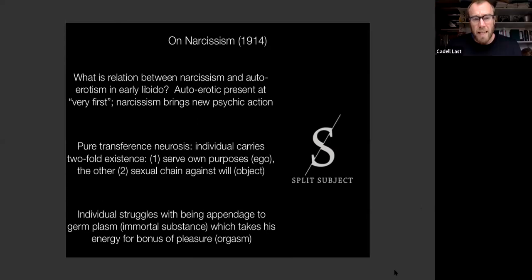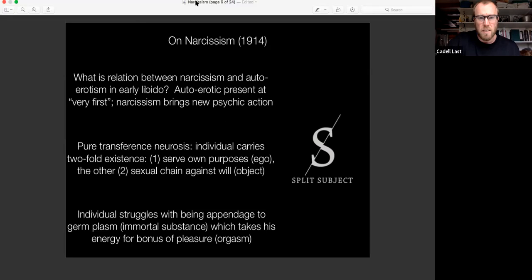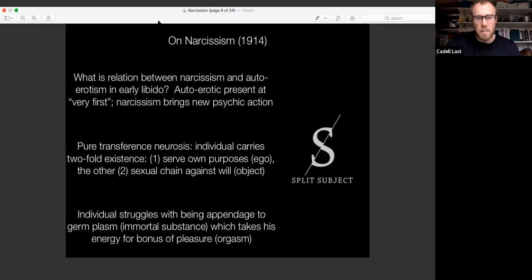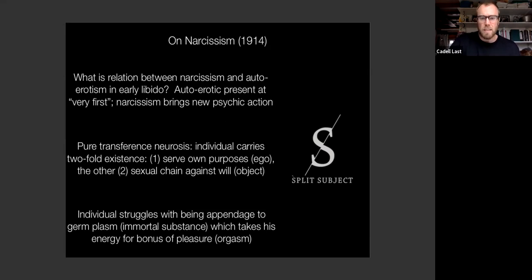So in the transference neuroses, we have the twofold existence, or the split subject, between serving one's own purposes and serving the purposes of the sexual chain or the object. He makes reference to the libido as a potentially immortal substance. So the individual in the transference neuroses is basically struggling with the fact that it is an appendage of the germplasm or immortal substance, which takes energy in the form of a bonus pleasure or orgasm.